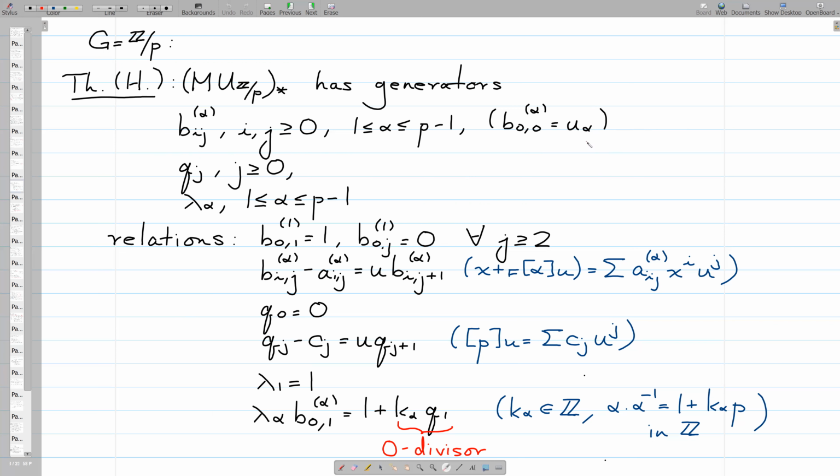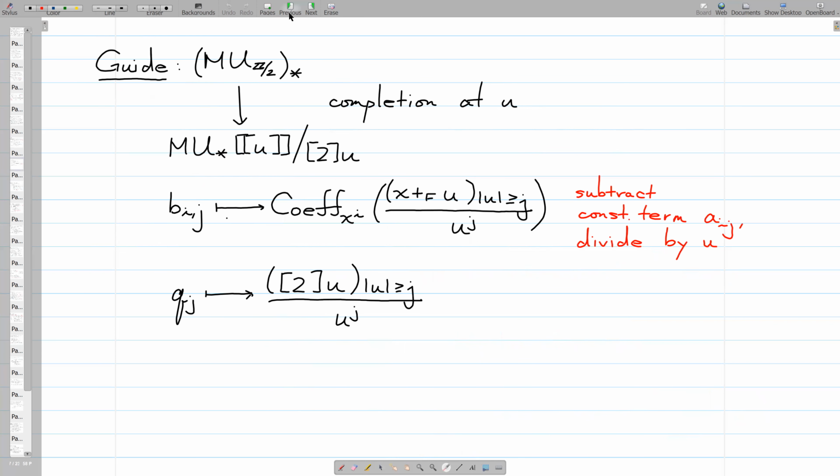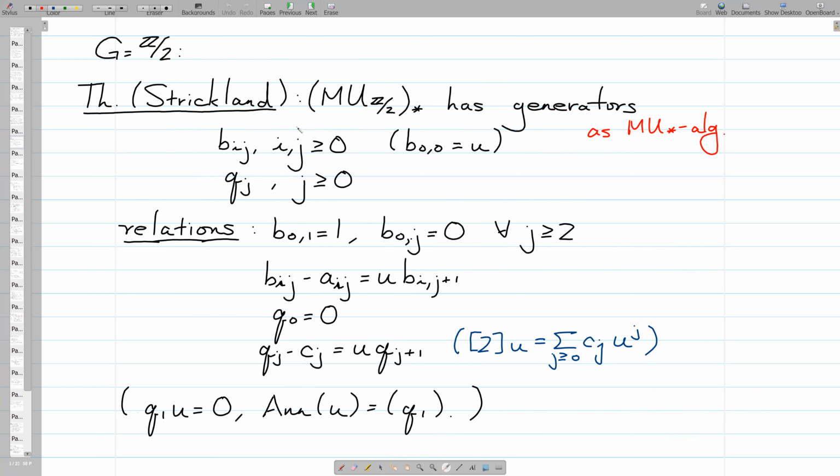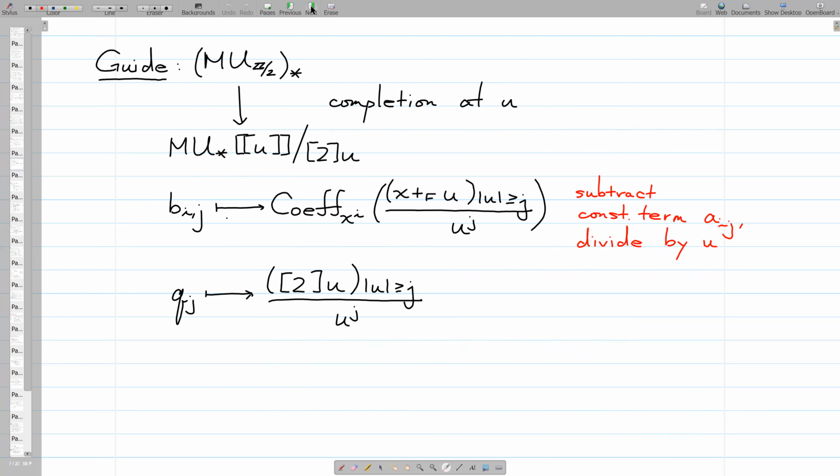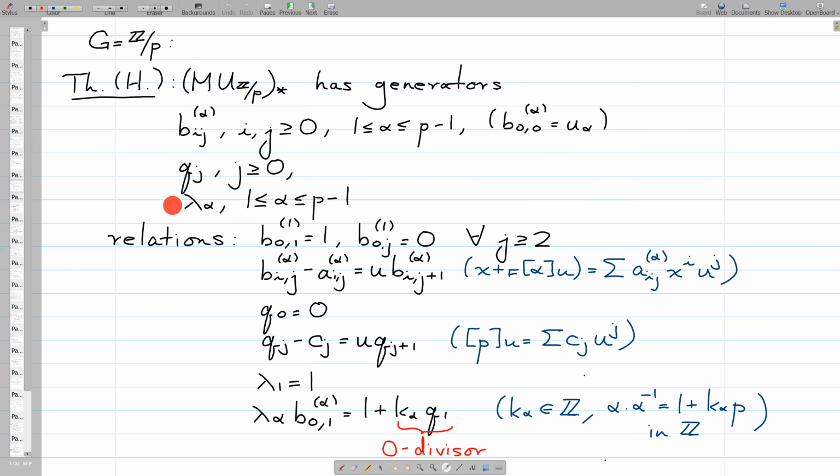That is the Euler class corresponding to alpha. Then you have a set of Qj's where j is greater than or equal to 0. That's the same as what Strickland had, back here you have these Qj's. But there's one more new family of elements, which is lambda alpha, where alpha runs from 1 to p minus 1. That's not a series, there's only one of them for each alpha.